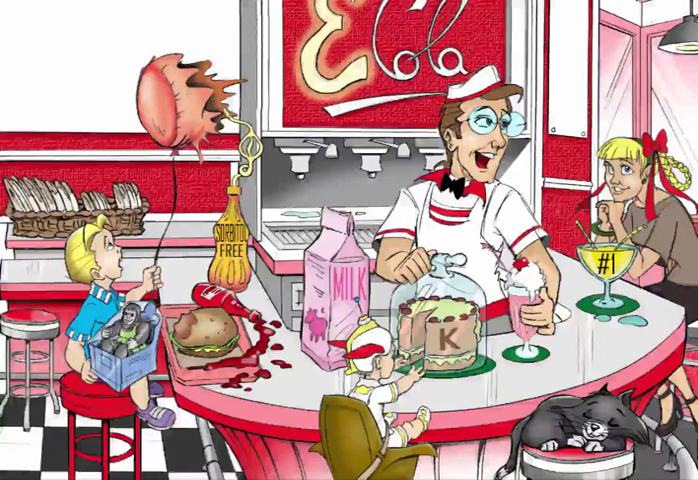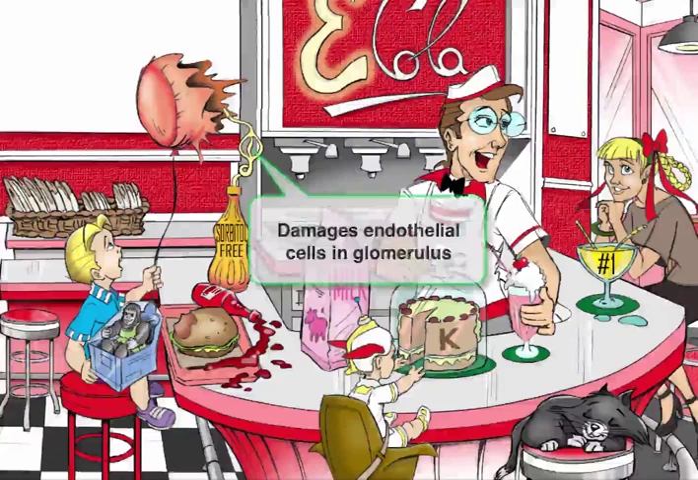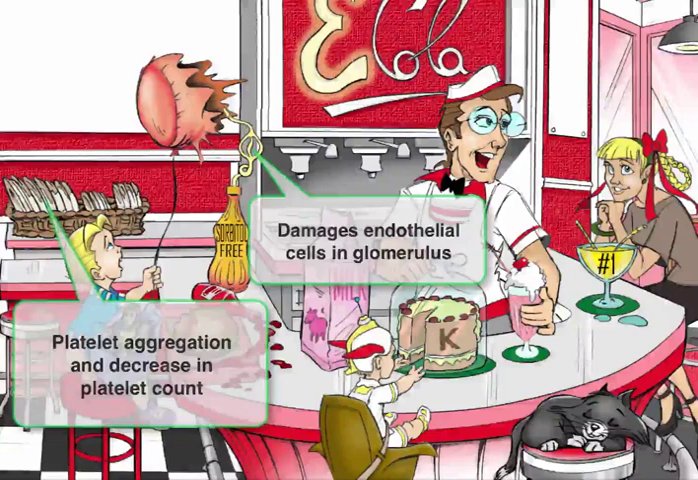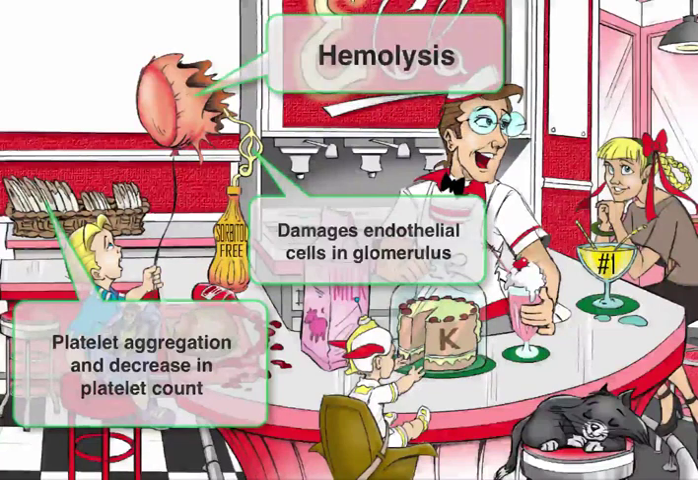The first step is Shiga-like toxin damaging endothelial cells of capillaries in the glomerulus, illustrated by the straw containing a glomerulus. The damaged endothelial lining becomes thrombogenic, causing platelets to adhere, which is illustrated by these used up, dirty, sticky plates. Finally, these clumps of platelets lyse red blood cells as they pass through the capillaries. This hemolysis is illustrated by the red balloon being popped by the straw.